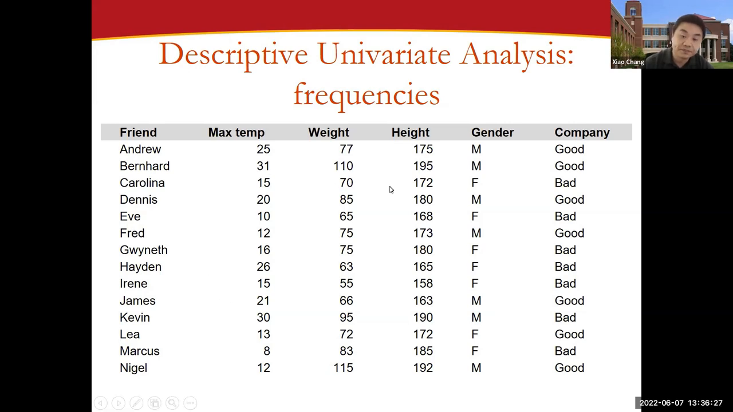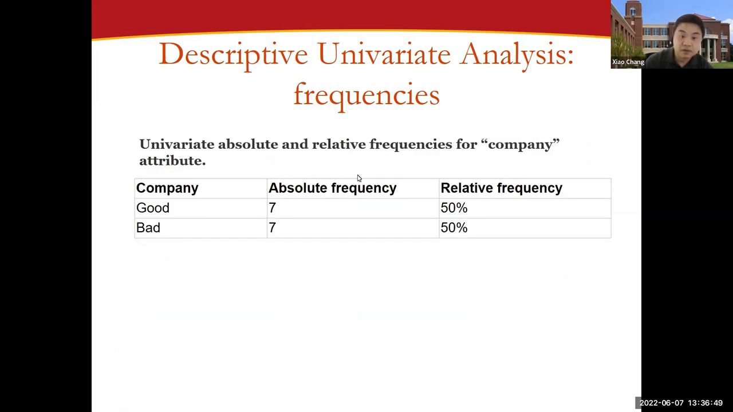In the class, I use some sample data, for example, a table with six attributes, with quantitative and qualitative attributes as well. So for the frequency table, I talk about how to derive these numbers, the absolute frequency and the relative frequency, from the data set. Here I just show the result.